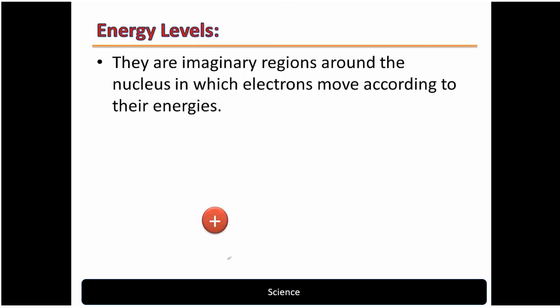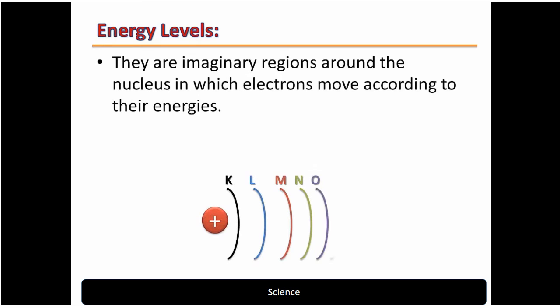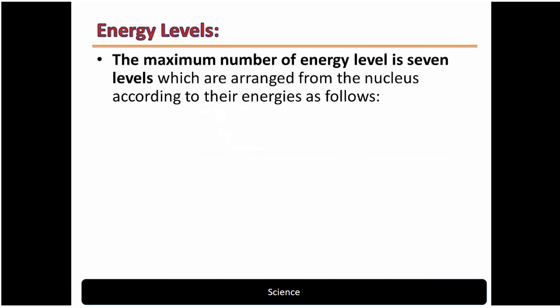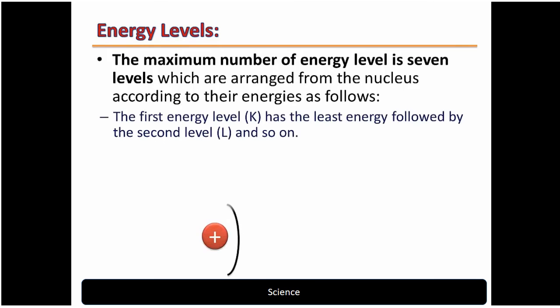What's meant by energy levels? Energy levels are imaginary regions, they are not real, around the nucleus, in which electrons move according to their energies. As you will see, we have only 7 energy levels in the heaviest known atom. So the first energy level is K, the last one is Q. The maximum number of energy levels is 7, which are arranged from the nucleus according to their energies as follows.